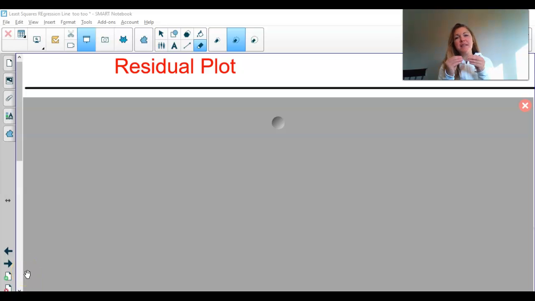Okay, the last thing that's important for the residual plot is that it helps us understand if the model is appropriate to use for prediction. Let me rewind and tell you a story.